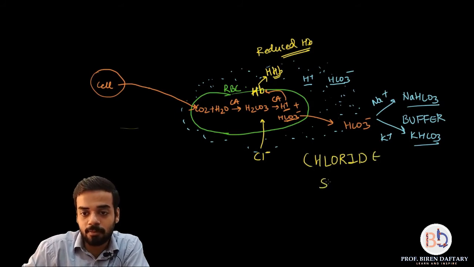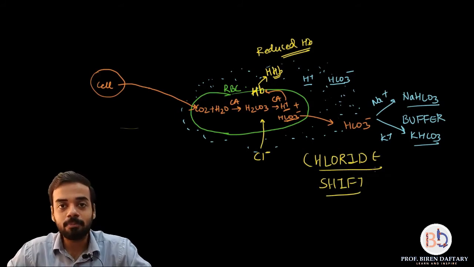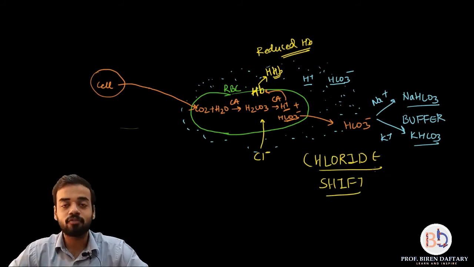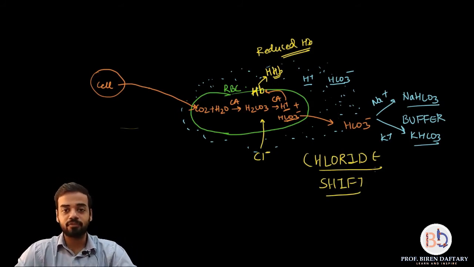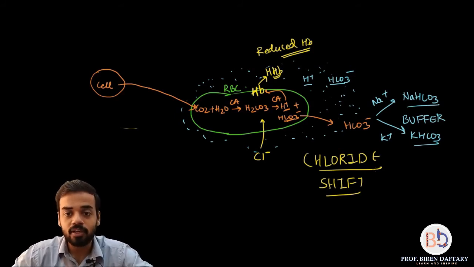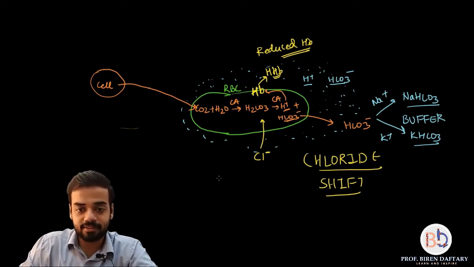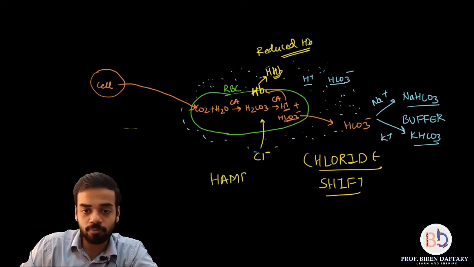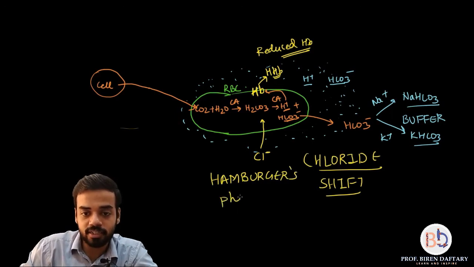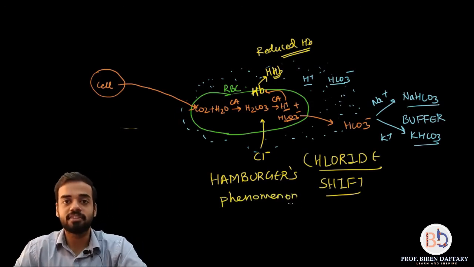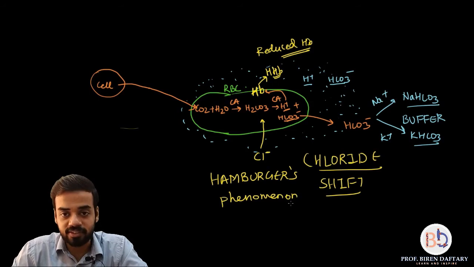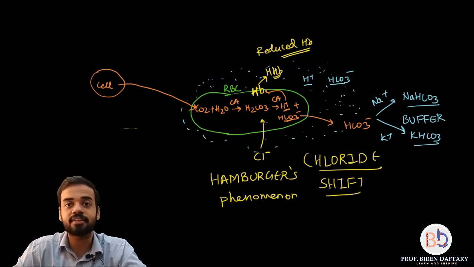It is a very important topic. So this entire part of transport of carbon dioxide in the form of bicarbonates has a very important part which is called the chloride shift. Is this clear? Or this is also called Hamburger's phenomenon. That is the name of the scientist who discovered it, and on his name the phenomenon is given. Once again, why are chloride ions entering the RBC?